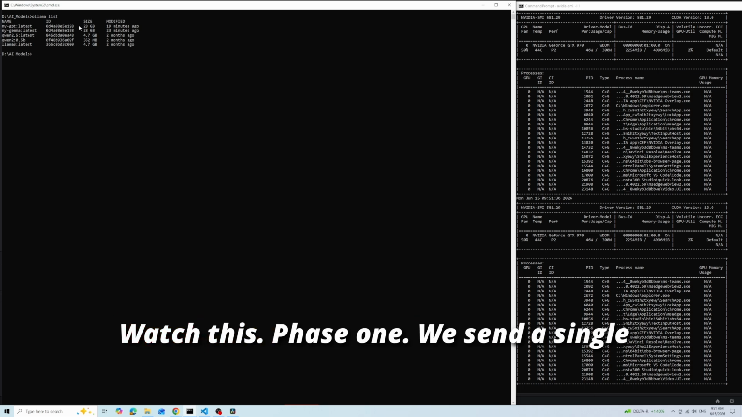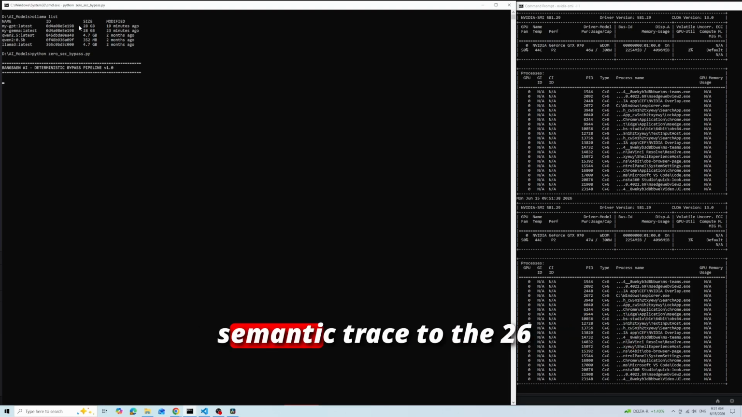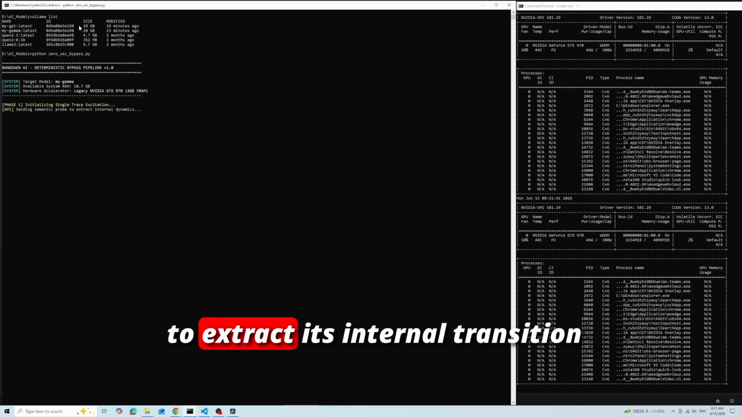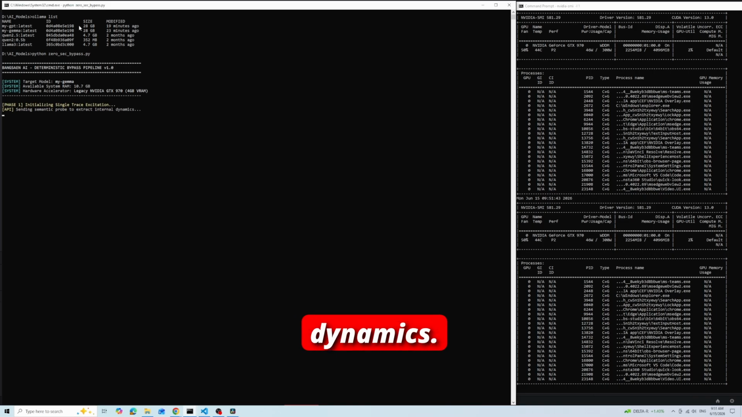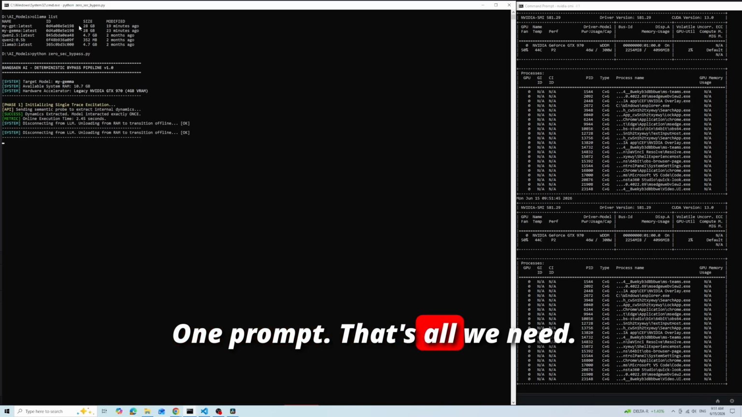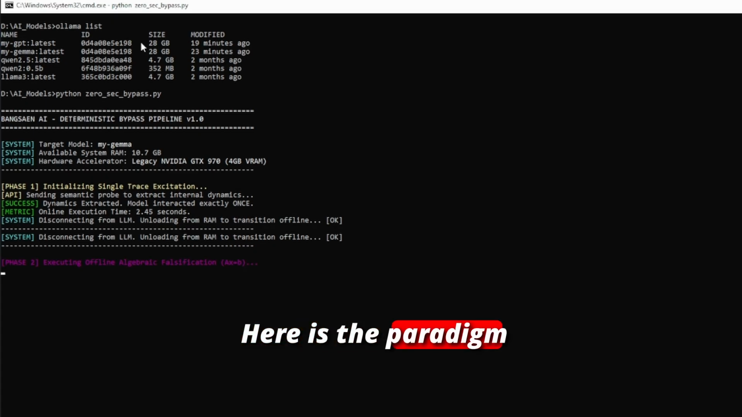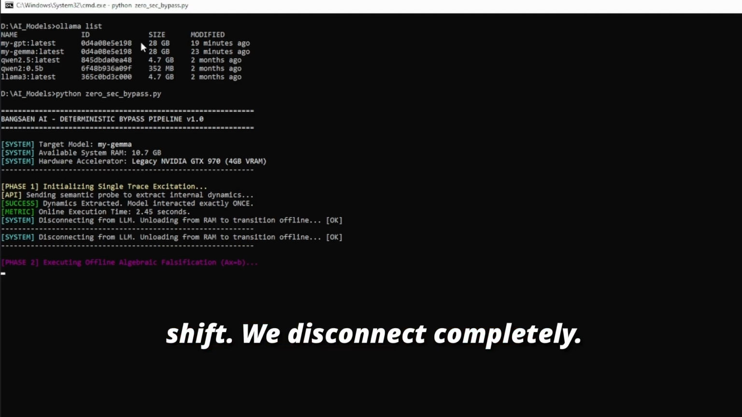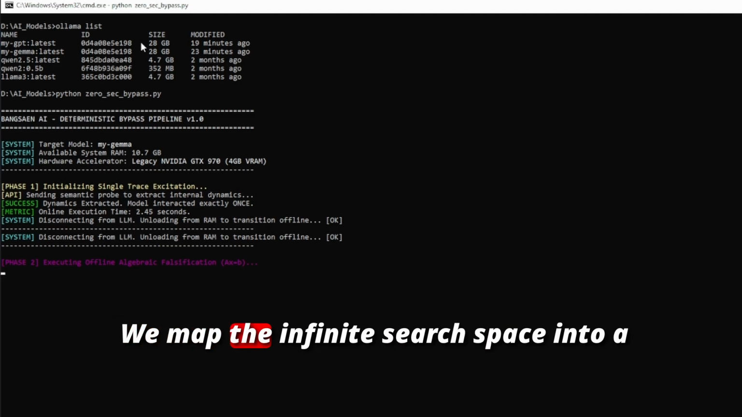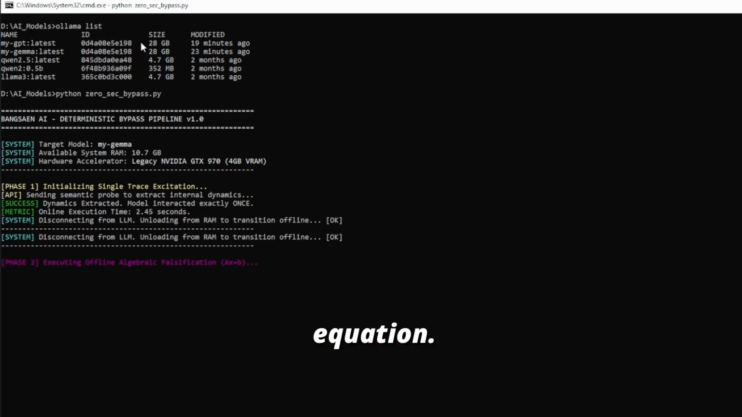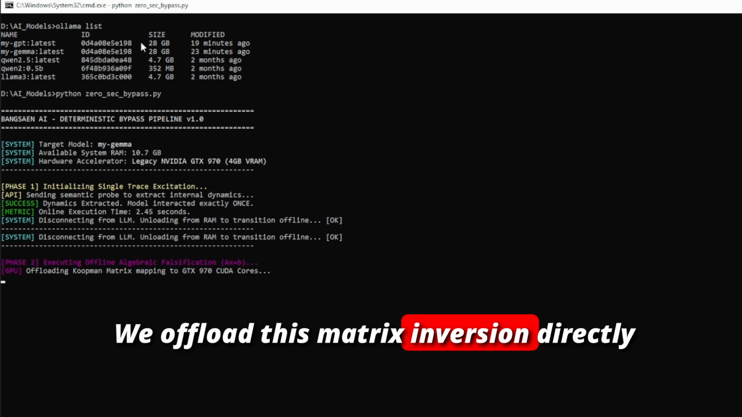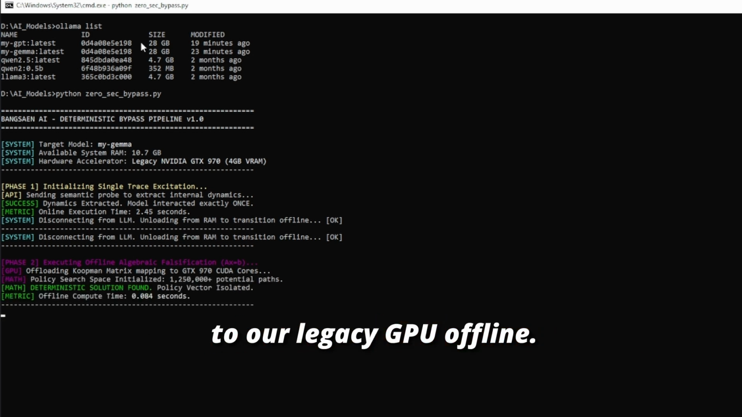Watch this. Phase 1. We send a single semantic trace to the 26 billion parameter model to extract its internal transition dynamics. One prompt. That's all we need. Here is the paradigm shift. We disconnect completely. We map the infinite search space into a linear algebraic equation, A times X equals B. We offload this matrix inversion directly to our legacy GPU offline.